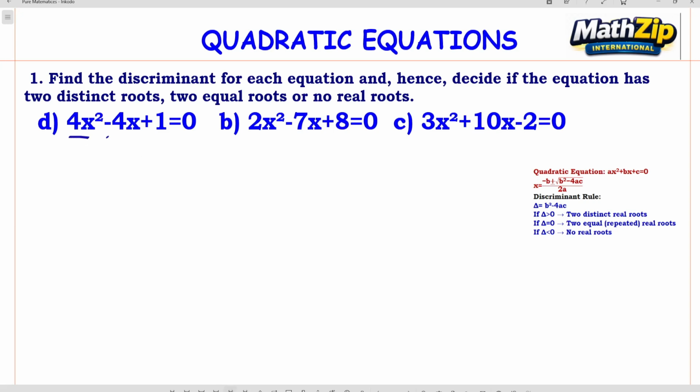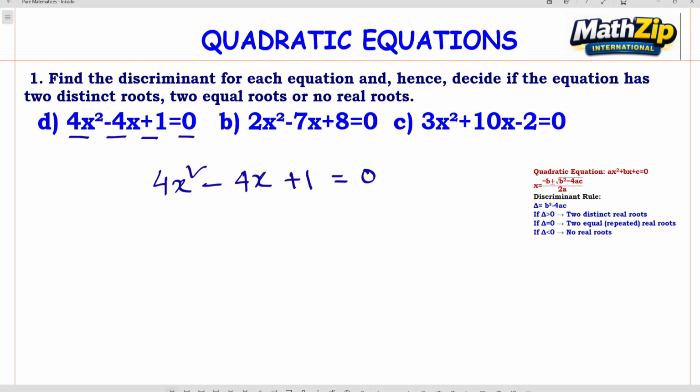4x² - 4x + 1 = 0. We are going to find out the discriminant of each equation. Here are 3 questions we are trying to solve in this video. Number D. First, here is 4x² - 4x + 1 = 0.